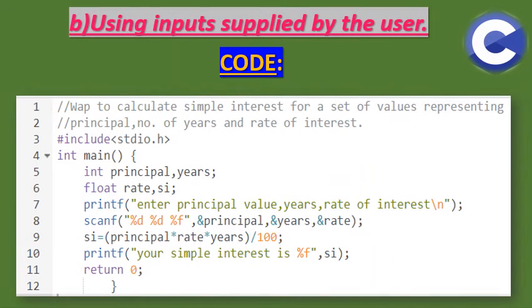Here we are going to calculate the simple interest using the input supplied by the user. The values of principal, years, and rate of interest are all supplied by the user using the scanf function. See, I have used my comments: write a program to calculate simple interest for a set of values representing the principal, number of years, and rate of interest.